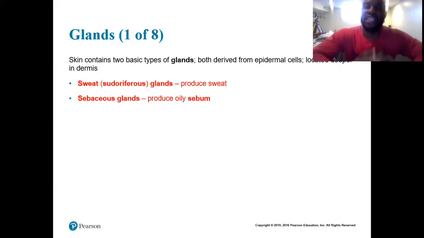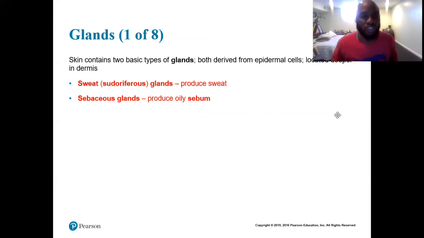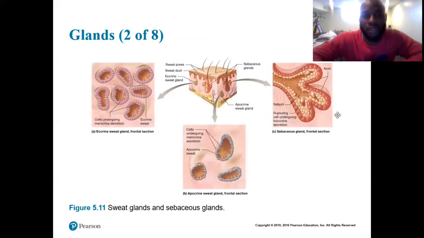Now we're going to get into the glands. Now these are a little more important than your hair and your nails. You have two basic types of glands. Sweat, sudoriferous glands produce sweat, and sebaceous glands produce this oily sebum.